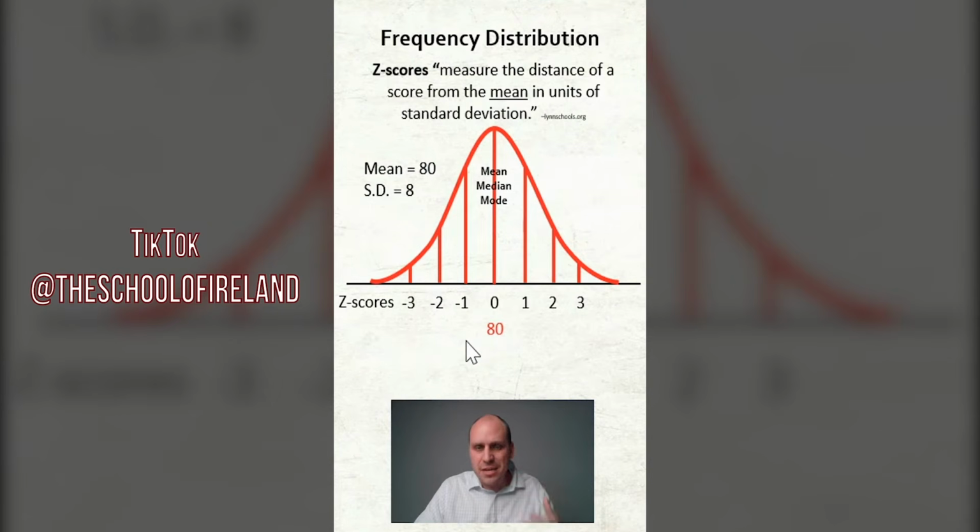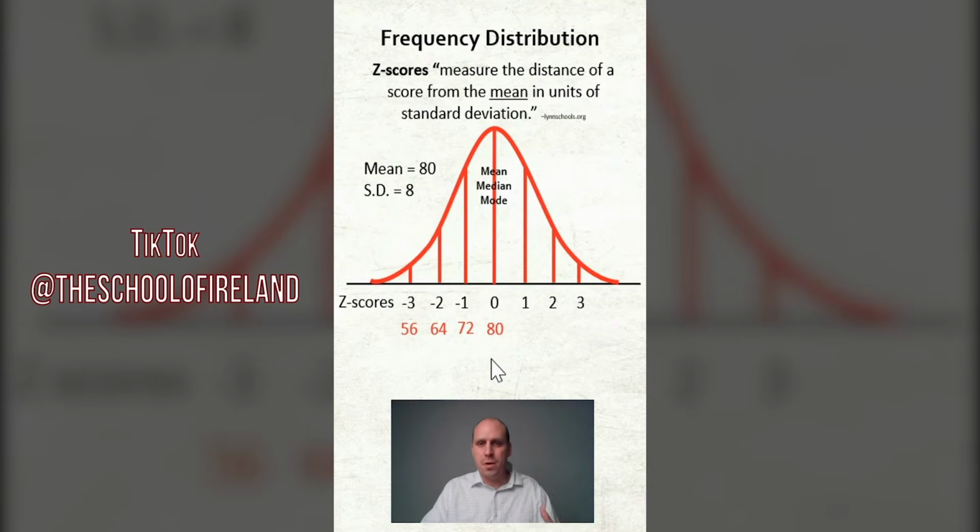Now, the given standard deviation in this question is 8. So we're going to start with the mean of 80, and move 1 standard deviation to the left by subtracting 8 from 80. So 80 minus 8 is 72. And then we're going to move over to a z-score of -2 by subtracting 8 again. So 72 minus 8 is 64. And then we're going to move over another unit of standard deviation by subtracting 8 again. So 64 minus 8 is 56.